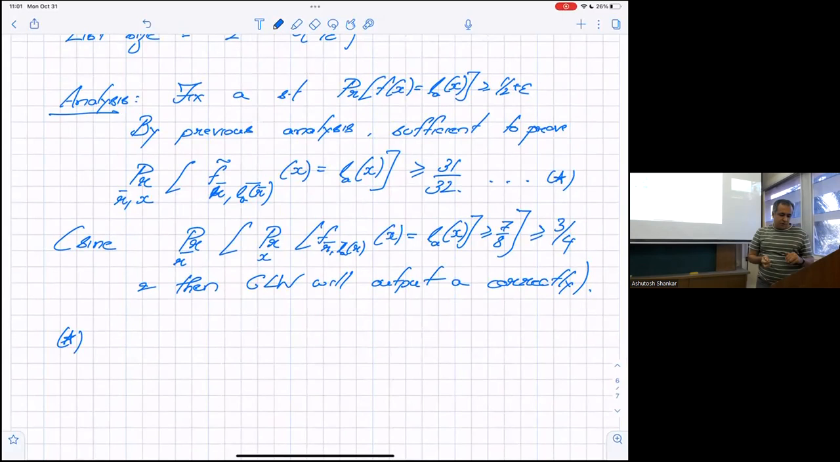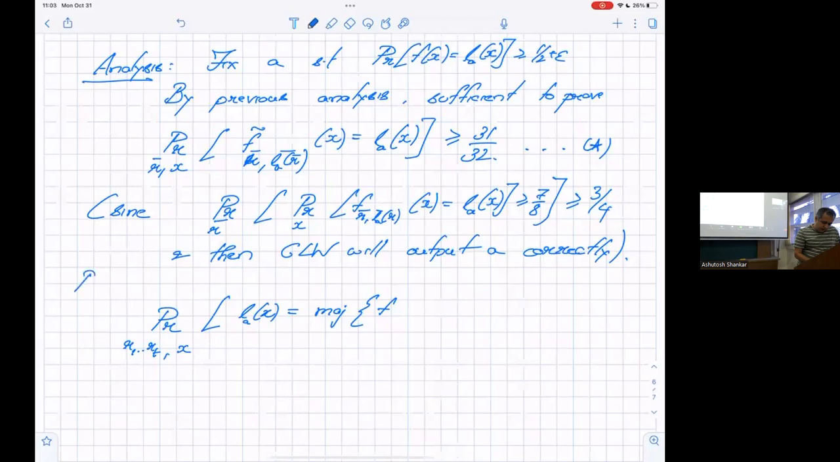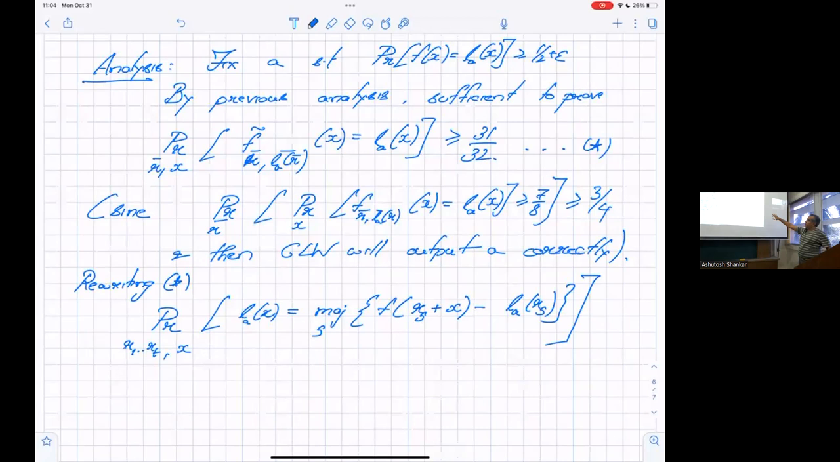Now, rewriting star, what does star say? Star says you pick R bar at random. Let's write it a little more explicitly: it's R1, R2, RT, X, and I'm asking whether LAX is the majority. Rewriting star, this LAX is the majority of F of RS X plus X minus LA at RS. This is exactly the left hand side of it. I just rewrote this one because I'm assuming I have the correct values. So basically, this is exactly the problem.